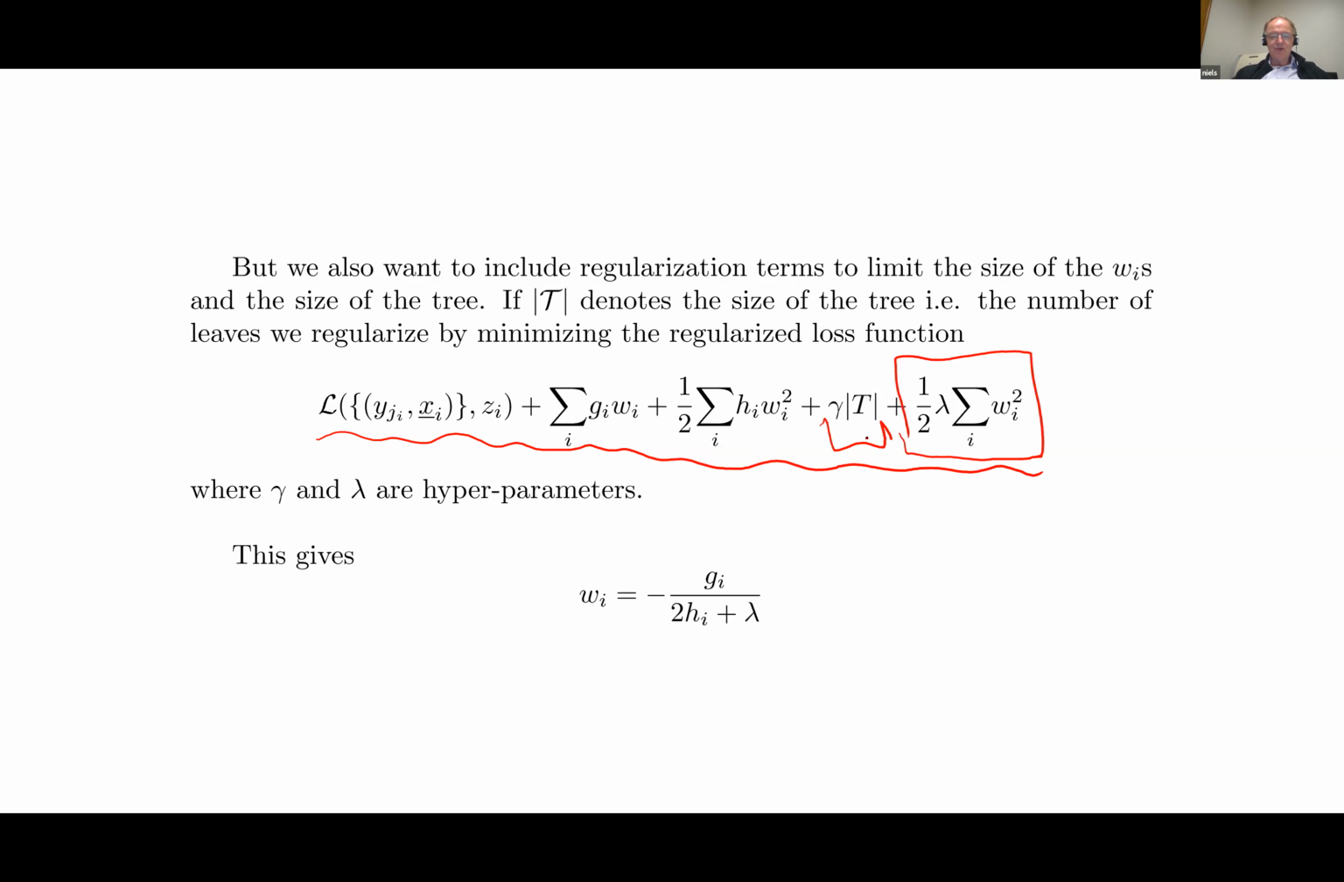So if the size of the tree grows too much, then we won't be minimizing, we won't make the loss function smaller, because maybe the tree will grow so much that it makes up for the gain from using the Newton step to lower the loss function. So here again, the two hyperparameters: gamma, the regularization constant for the tree size, and lambda for the size of the W's. And so if we put this in here, we get the new W's. I can do this just by adding this term to my quadratic approximation, and that's going to give me new Wi's that are given by this.